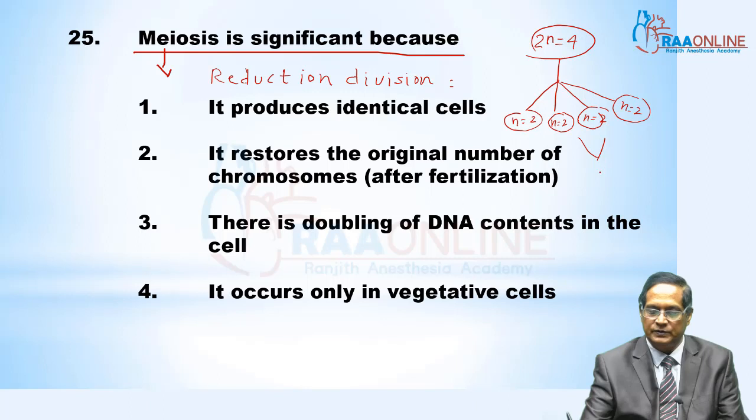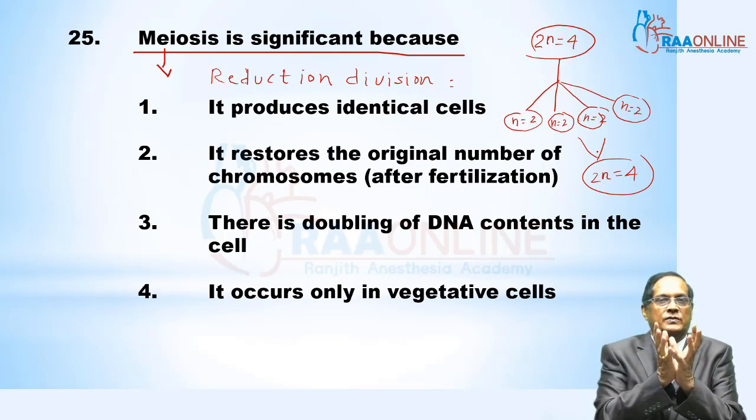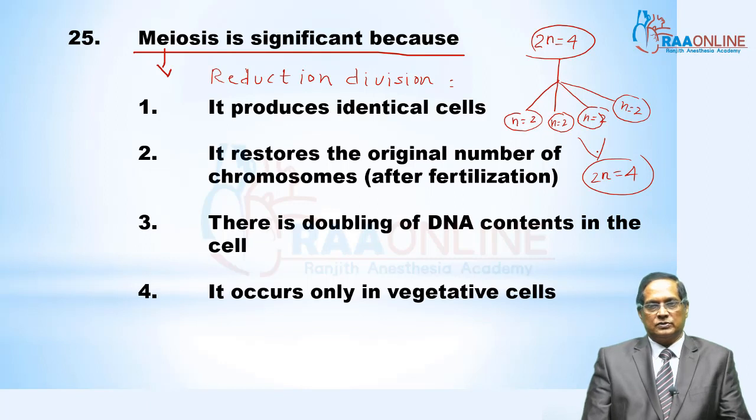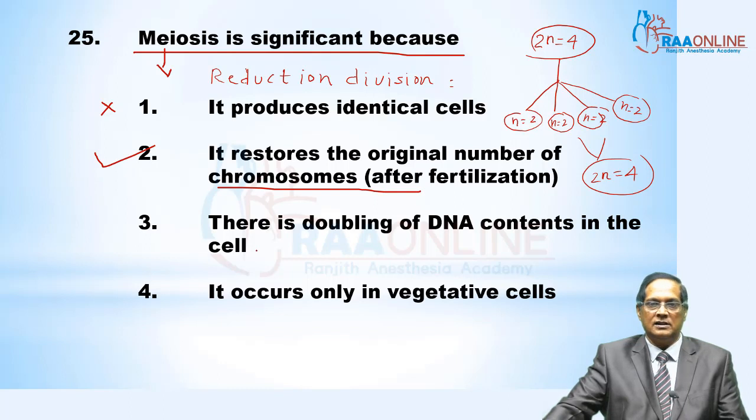If these two cells fuse, then again that number is restored which was in the parent cell. So as far as the significance of meiosis, identical cell production is a wrong answer. Restoring the original number of chromosomes after fertilization is the right answer. A doubling of DNA contained in the cell takes place once, but that happens in all divisions. Mitosis as well occurs only in vegetative cells, this is wrong.